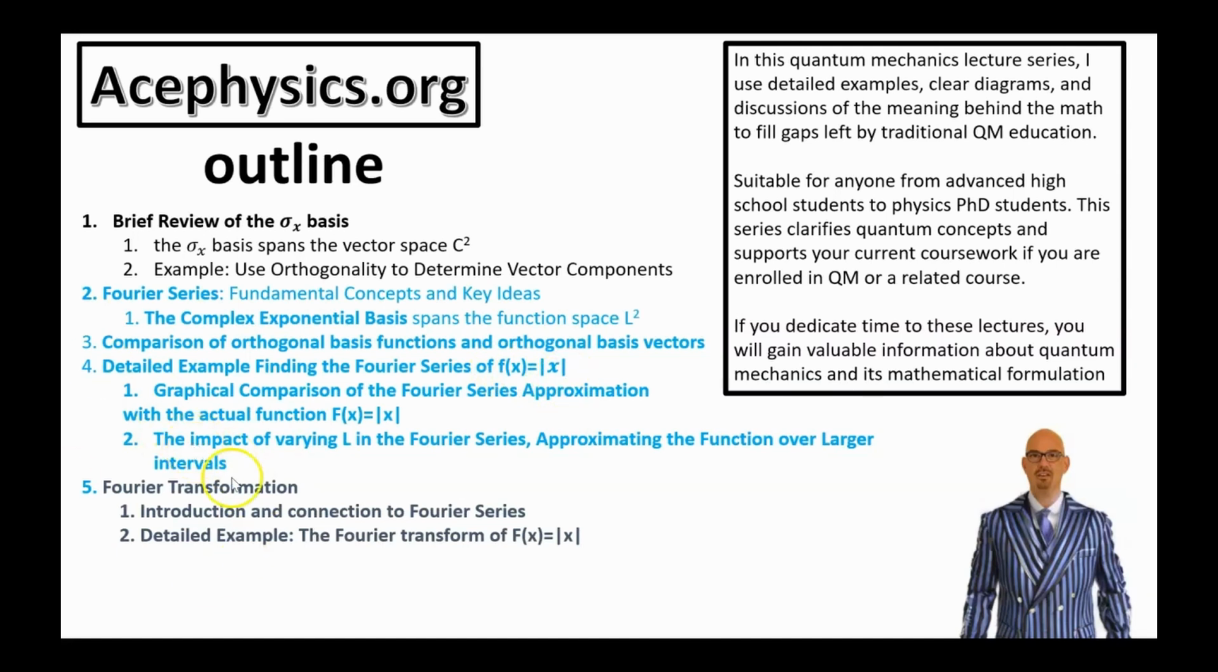Then I'll move on to the Fourier transform. There will be an introduction and connection to the Fourier series, and then I'll do a detailed example, the Fourier transform for the function f of x equals the absolute value of x. This lesson is intended to be a complete introduction to the Fourier series and Fourier transform from beginning to end. This is suitable for anyone from advanced high school students to physics PhD students. If you dedicate time to these lectures, you will gain valuable information about quantum mechanics and its mathematical formulation.